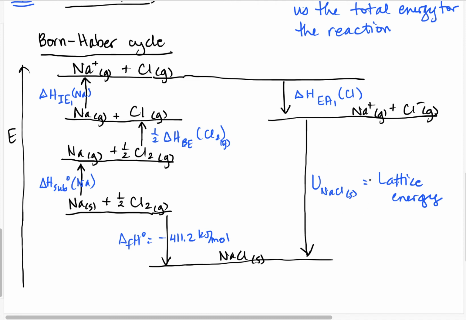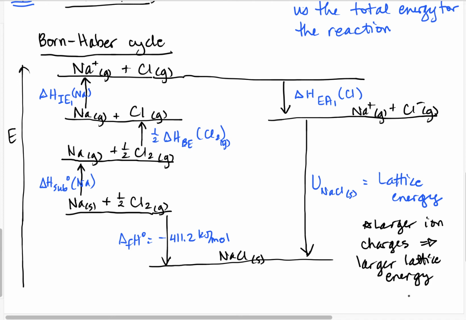Okay, so depending on what your material is, some materials are going to have a larger lattice energy than others, and these are going to depend on the same kinds of things that the Coulombic attractions are going to. So if we have larger ion charges, then we're probably going to have a larger lattice energy. So you should look up some lattice energies and see how they compare with different compounds.